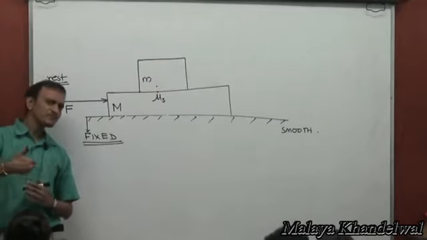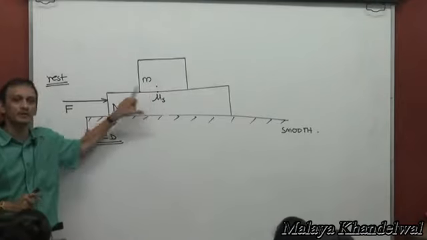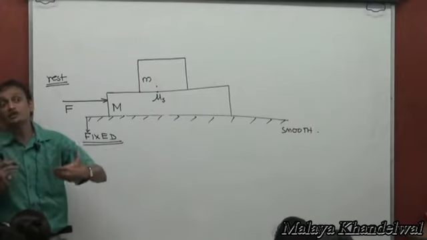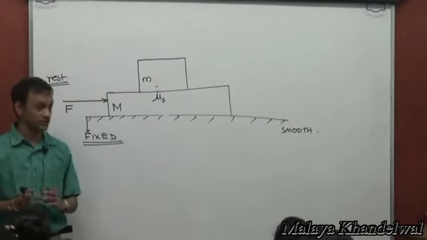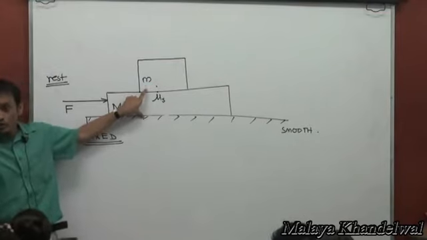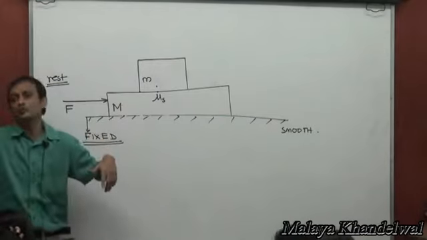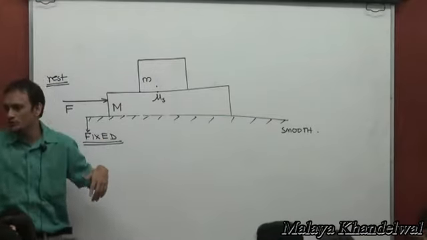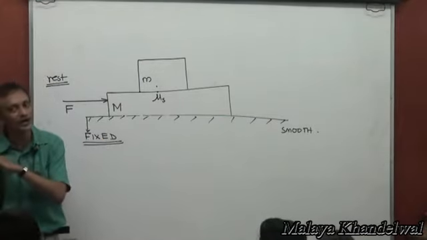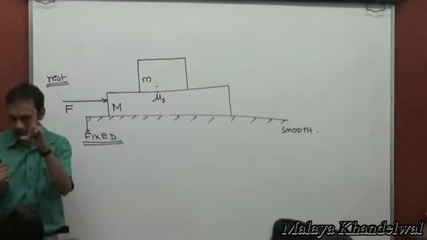Okay, if I can figure out indirectly the frictional force between small m and capital M, and if that turns out to be less than the maximum static friction between the two, then I know that there is no relative motion between the two surfaces. Yes or no? You know what I'm saying?